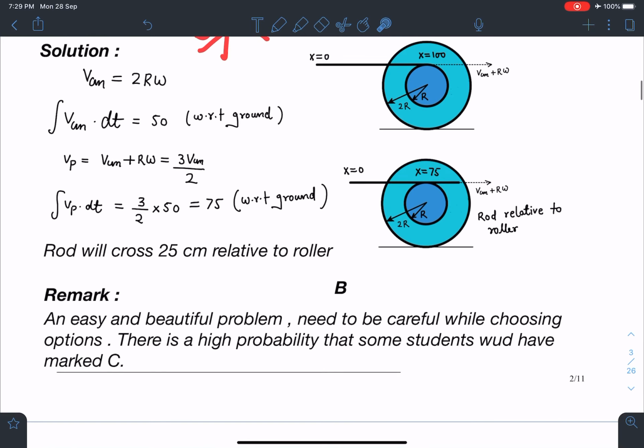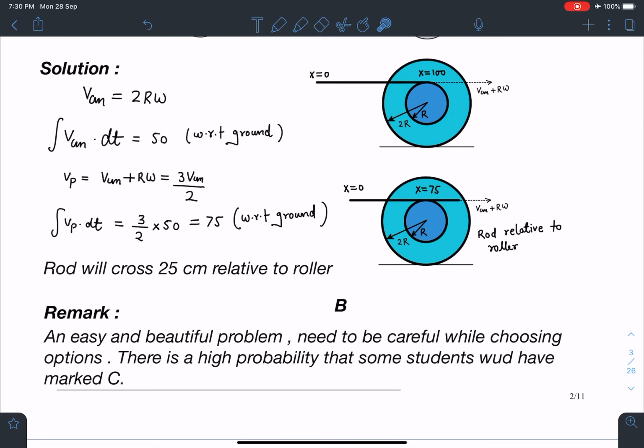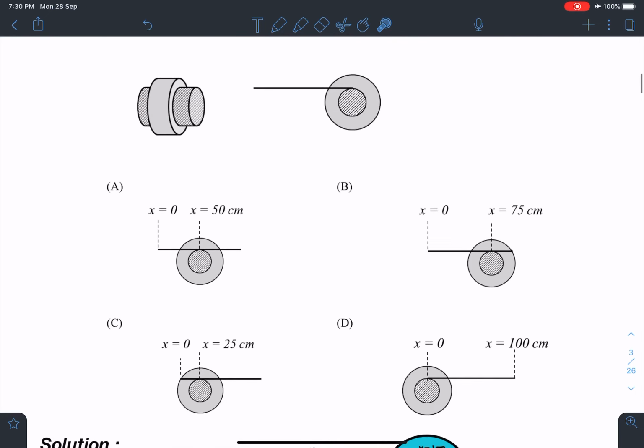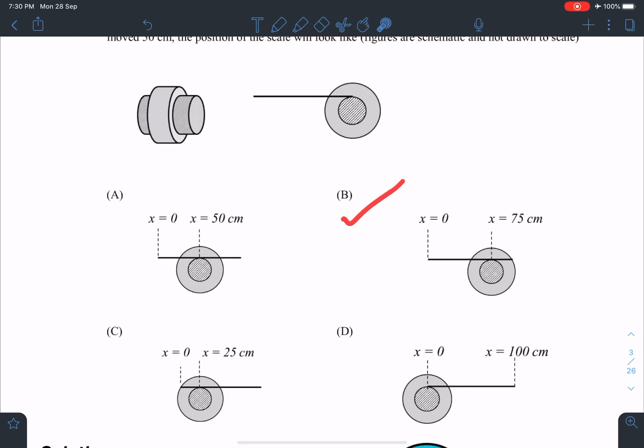So let's see here. After some time, the rod has moved a distance of 75, but this roller also has come forward by 50 centimeter. So the length which the scale will cross with respect to the roller is going to be 25 centimeter only, and the scale will look somewhat like this, which is option B. This is going to be the right answer for this problem.